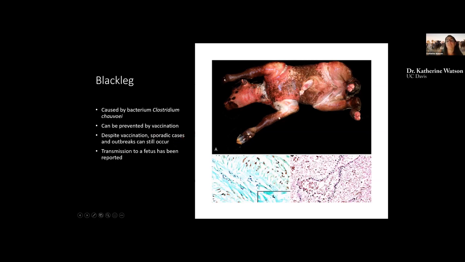And then this is a fetus that was reported. So the dam had blackleg in the hind limb quarters, and then it went systemic and it caused abortion because the fetus was also affected with it. So these are tissues in the fetus. You can see here are those bacteria stained with a special stain. You can see the rod-shaped bacteria within the heart of the fetus here.